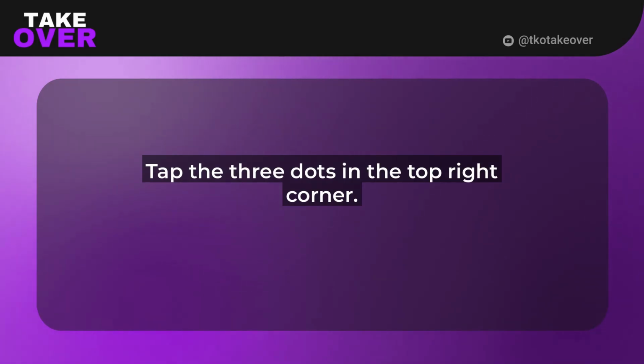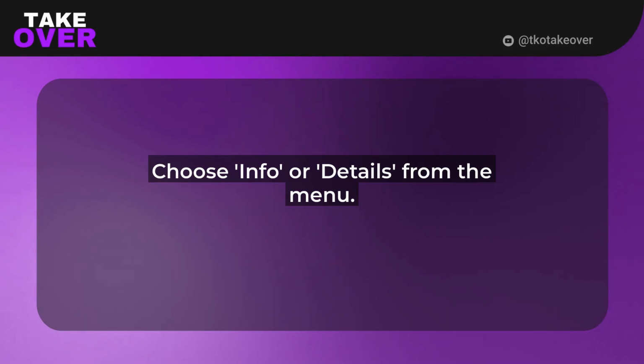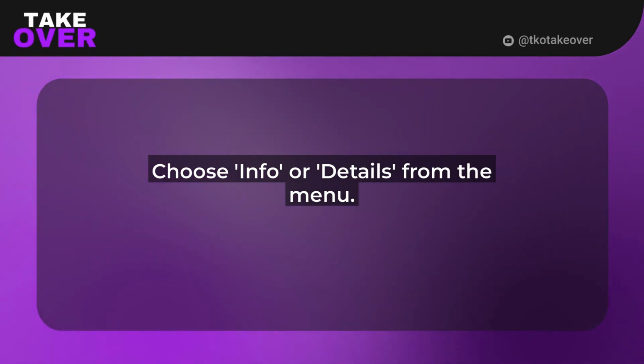Next, look at the top right corner of the screen for the three dots icon. That's your gateway to more details. Tap on those three dots, and from the menu that pops up, select Info or Details. Depending on your iOS version, which might be iOS 19 or later in 2025, you'll see a panel with metadata about the photo. Right there, you'll find the date and time it was captured, usually listed at the top.